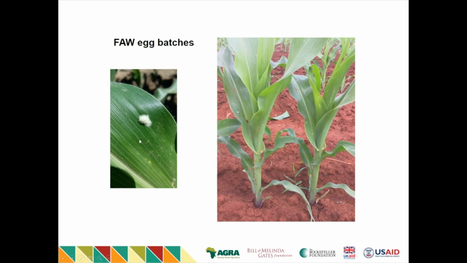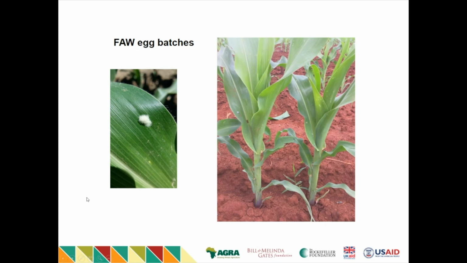And I strongly recommend that you as a trainer get some eggs somewhere when you travel and show that to farmers when you are talking to them. Once your eyes get used to it, you can see on this picture on the right hand side, there's an egg batch on that plant and also on the other plant.